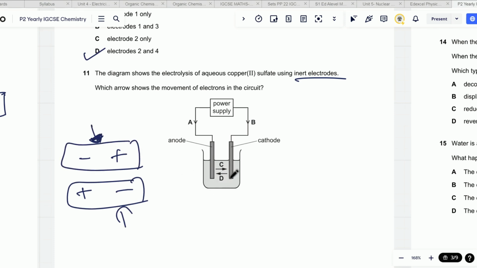So will it be from negative to positive? Yes. So what is negative? Is the cathode negative or is the anode negative? Yes, the anode is negatively charged and the cathode is positively charged. So my current flow is going to be from A to B. Correct? So which arrow shows the movement of electrons in the circuit? Okay, so they have made arrows. This arrow is downwards, no, this is wrong. This arrow is to the right, no, this is correct. Right? Okay, so 11, B is going to be my answer.